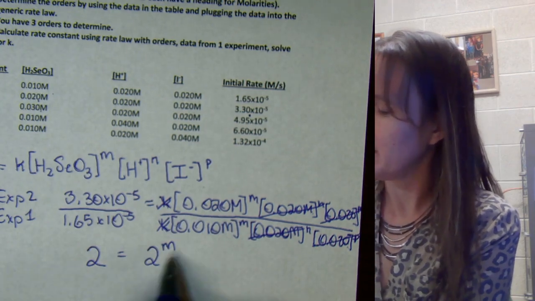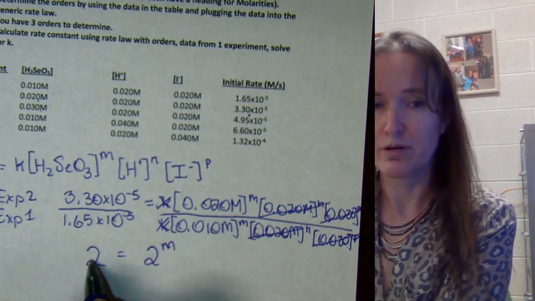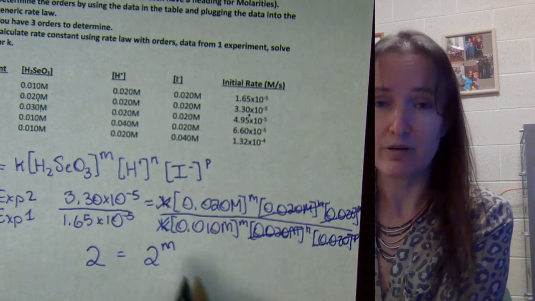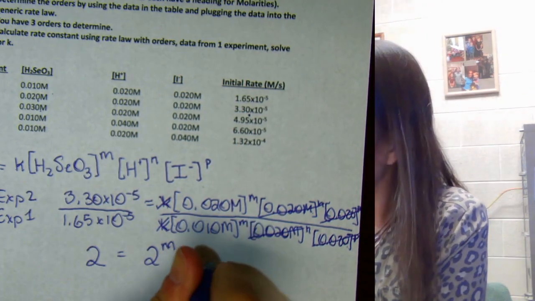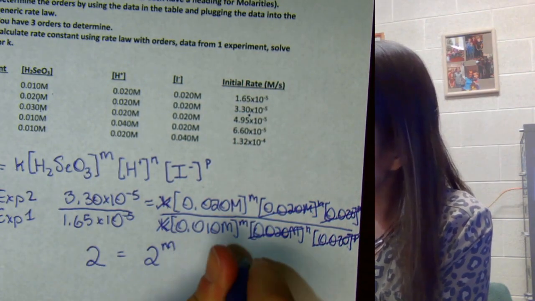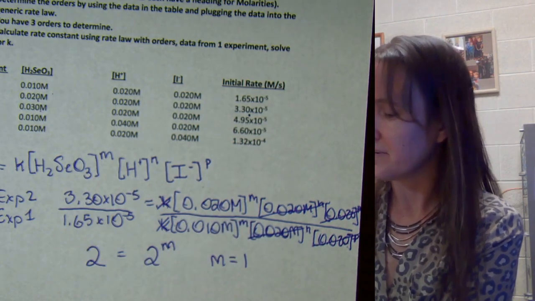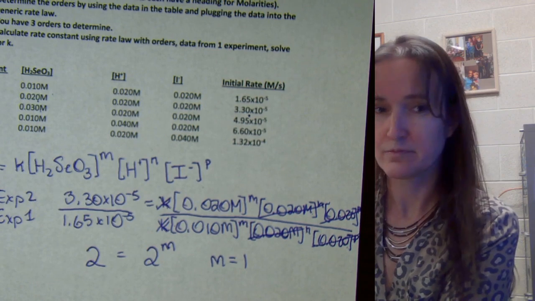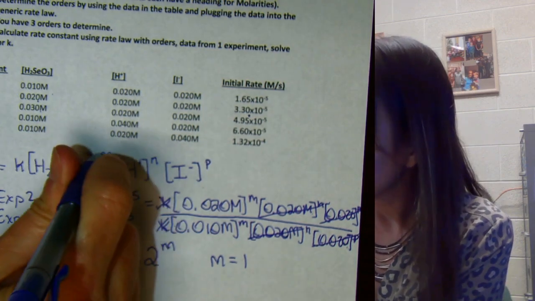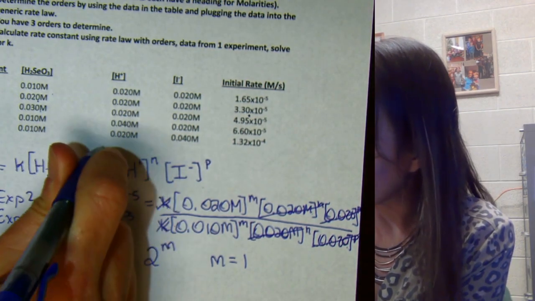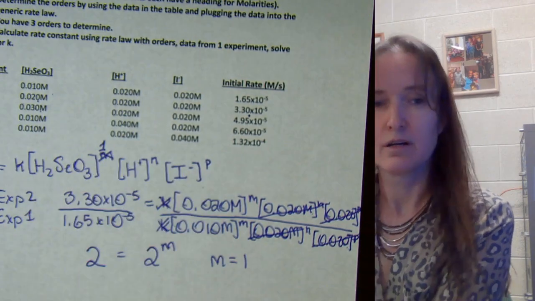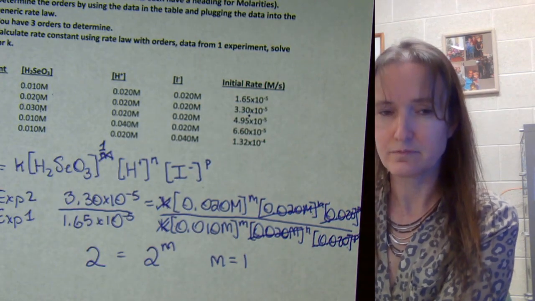And so 2 raised to what power is equal to 2? Well, 2 raised to the first power is equal to 2. And so the order for the H2SeO3 is a 1. So I'm going to go up here and cross out that M and put a 1 in its place, just so I know that I've already figured it out.